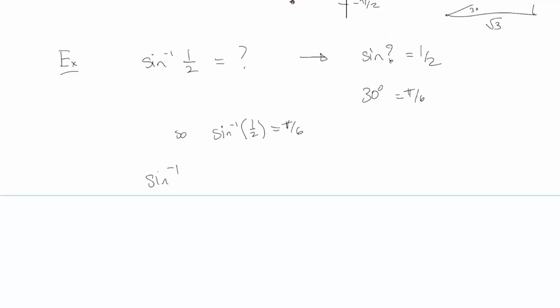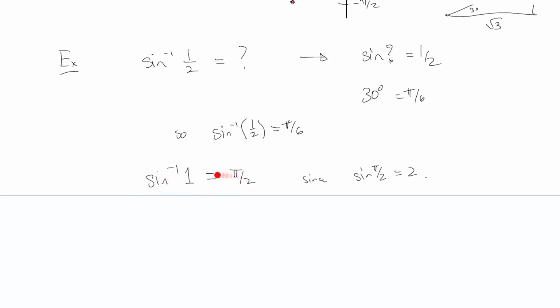How about inverse sine of 1? This means, what is the angle whose sine is 1? Anybody recall that? Again, you just have to know your values of sines and cosines. Yeah? Pi over 2. That would be pi over 2, the angle whose sine equals 1. So this is pi over 2, also known as 90 degrees, since sine of pi over 2 equals 1, right?